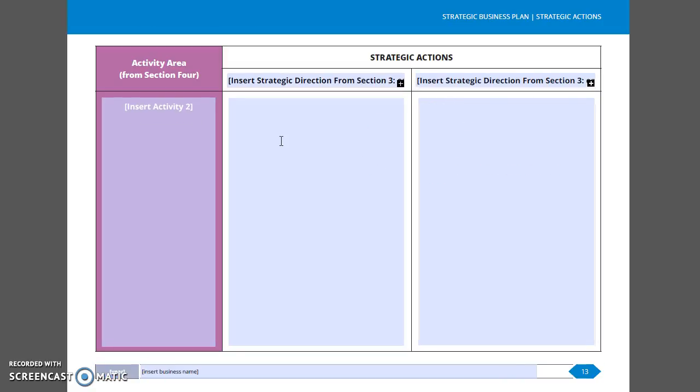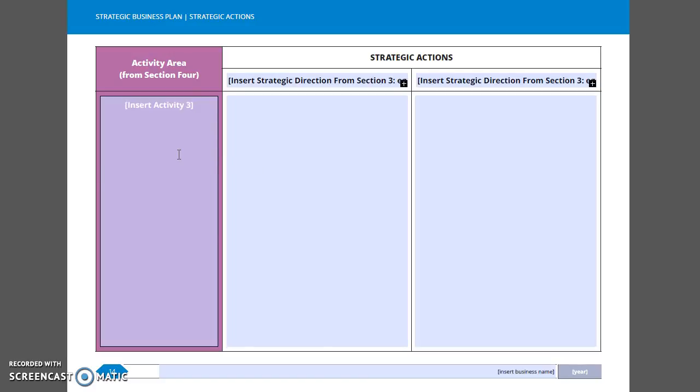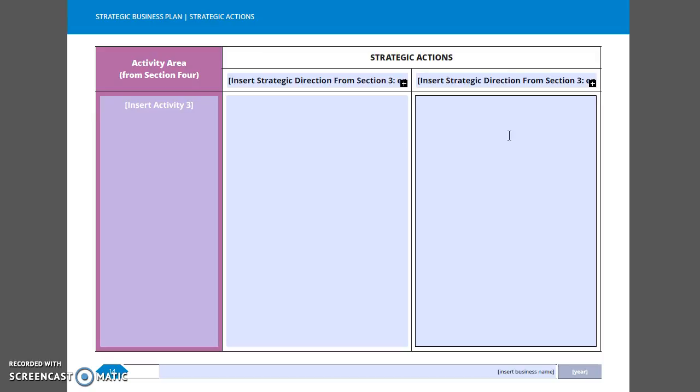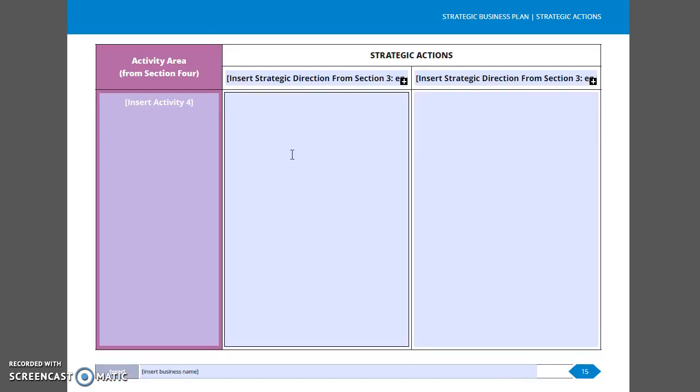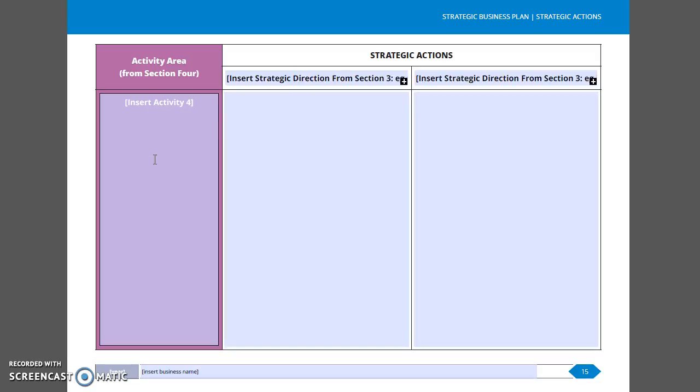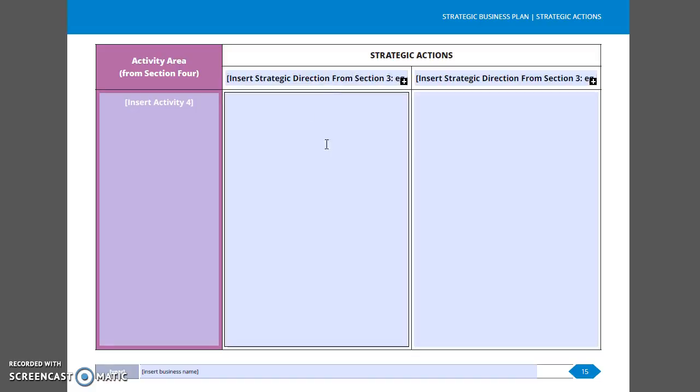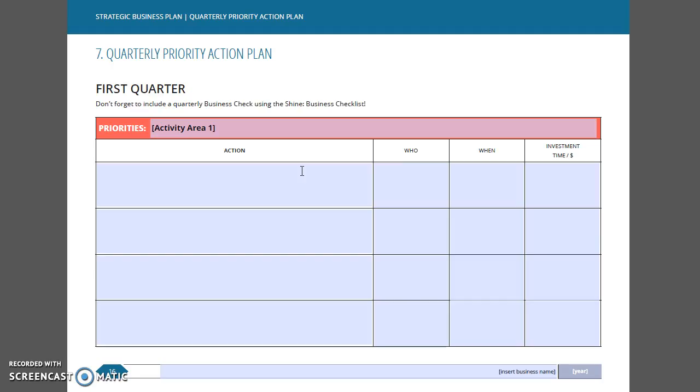And then we do the same for the other three. So again, here it might be events. What actions to achieve our strategic direction, which is just copied and pasted from section 3. What actions will we put in here? Then we had the next one, which was partnerships. What actions would we put in here? And the last one was our products and services. So this really is a paint by numbers. So we're just copying and pasting from above down here and then drilling down into further detail.